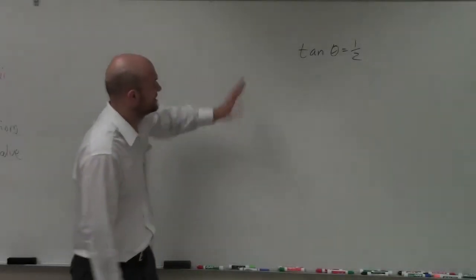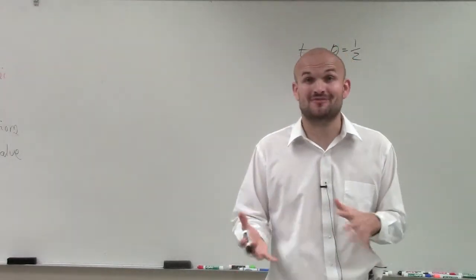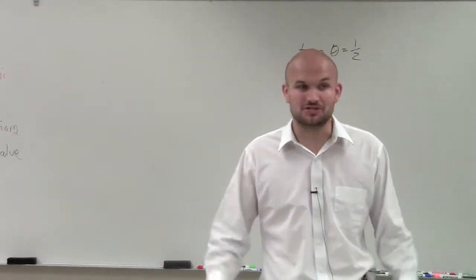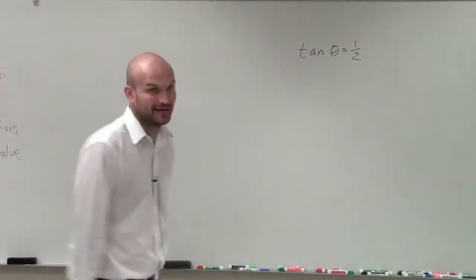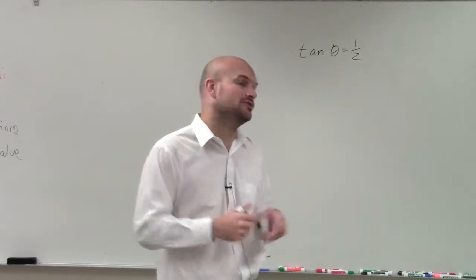Welcome. All right, so ladies and gentlemen, what we have here is tan of theta equals 1/2. And what we want to do is be able to evaluate all 6 trigonometric functions given this one value. All right, and so what they're asking us to do is to go and use just an acute triangle.